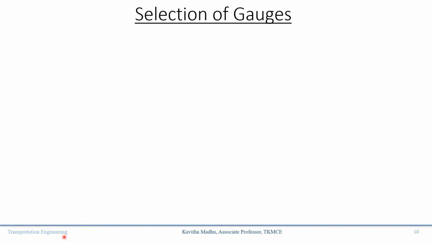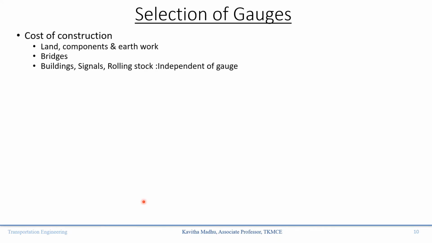The choice of gauge. All new railway lines are constructed to adhere to the standard gauge. So there are factors that guide the choice of gauge. The first one is the cost of construction. So what happens when we go for a wider gauge? There will be a marginal rise in the cost of construction.